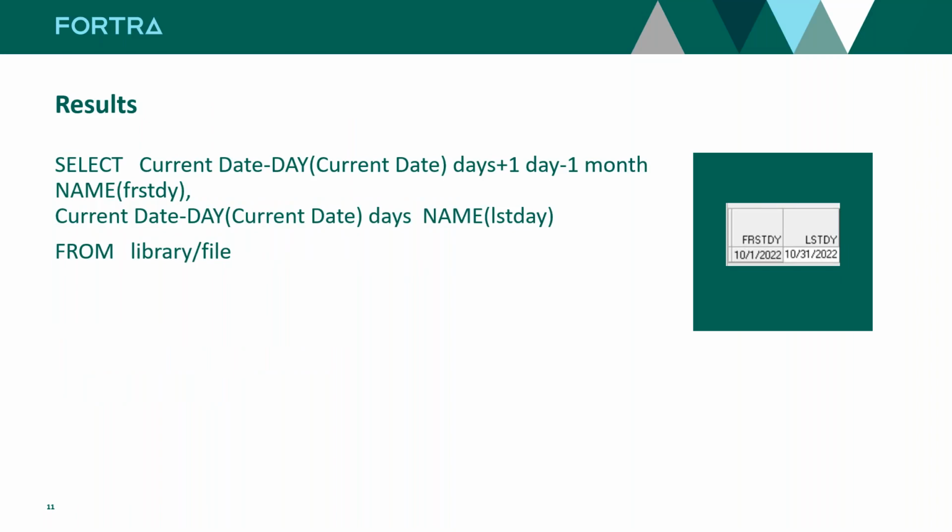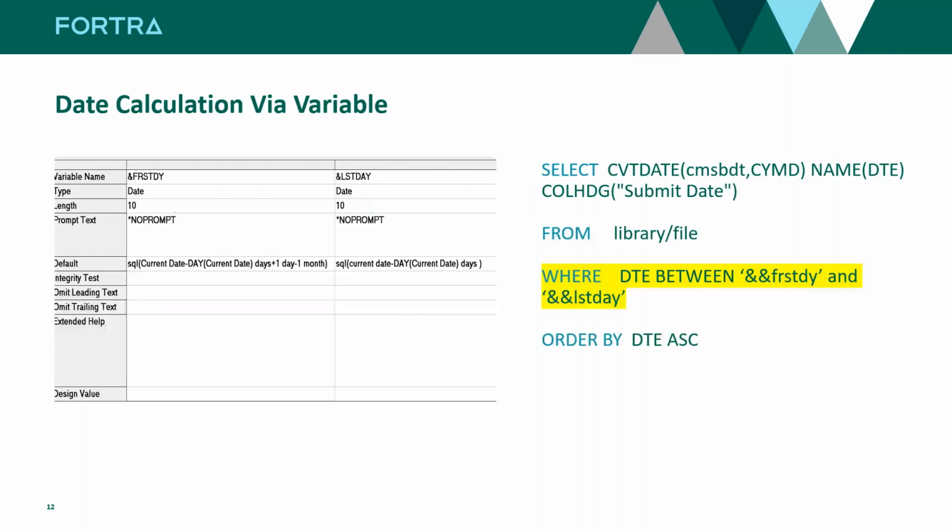And here we have our results. On the right, I have October 1st through October 31st. I received these results because I used today's date in the current day calculation for this query.